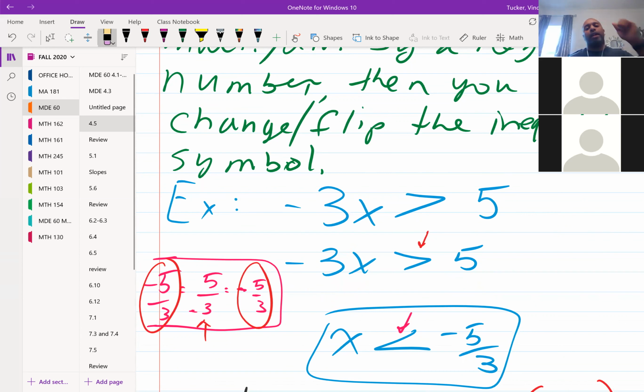So if we have negative 3x is greater than 5, just giving you a simple example of when you would have to do that. Negative 3x is greater than 5. To solve for x, you would divide both sides by negative 3. The negative 3's cancel over here. But for your final answer, you have x is less than negative 5 over 3. Before it was greater than, but because you divided both sides by negative 3, you have to change your inequality to less than.